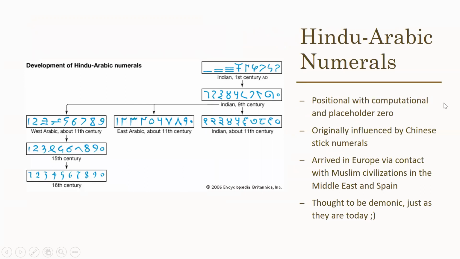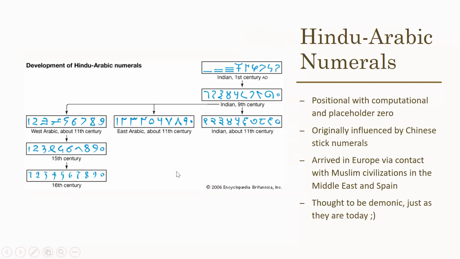Hindu-Arabic numerals. This shows the evolution of the numerals that we have today. These were the original in the 1st century AD, so about the time that we're looking at. This is what they look like. Notice there's starting to be a 0. It starts off as a dot or an open circle. These were originally influenced by the Chinese stick numerals, as you can see over here. The 1, the 2, the 3. It's fairly easy to see the influence of the stick numerals there.